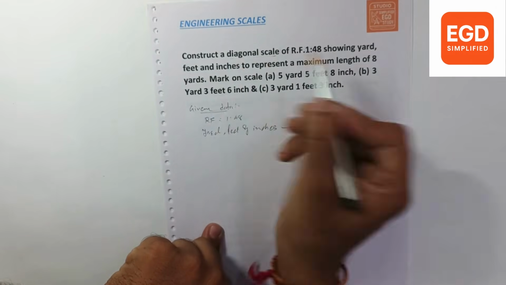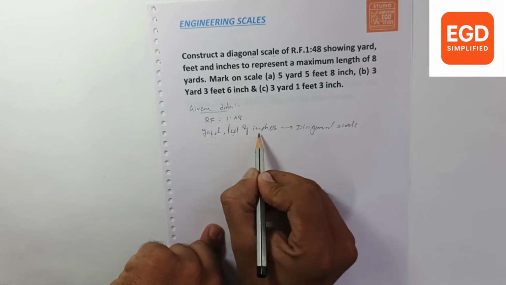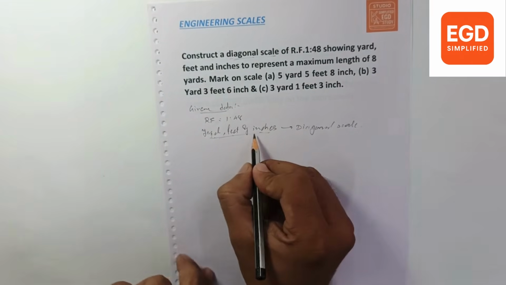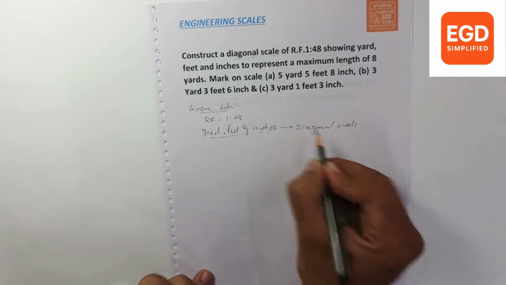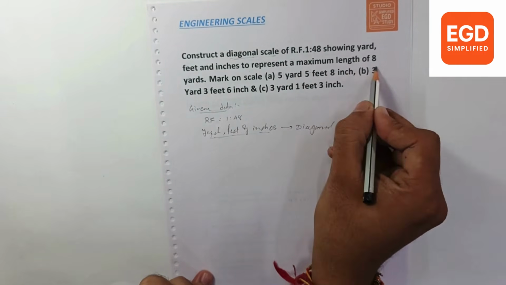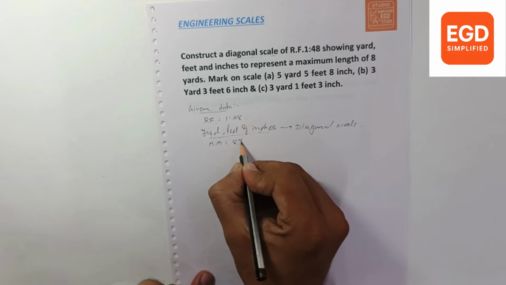Sometimes it is not stated in the exam that you need to draw a diagonal scale, but by considering these 3 units, you can identify that you need to draw a diagonal scale to represent the maximum length of 8 yards. So maximum measurement is equal to 8 yards.